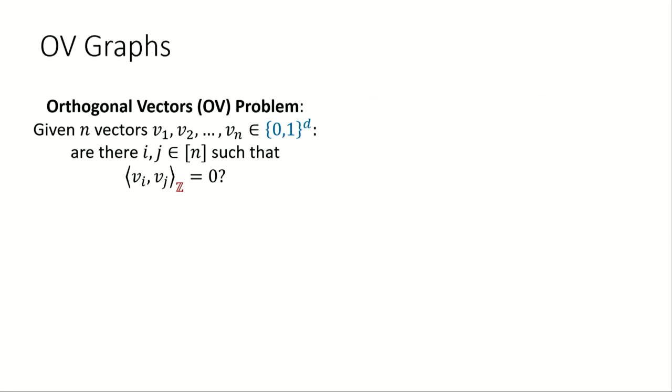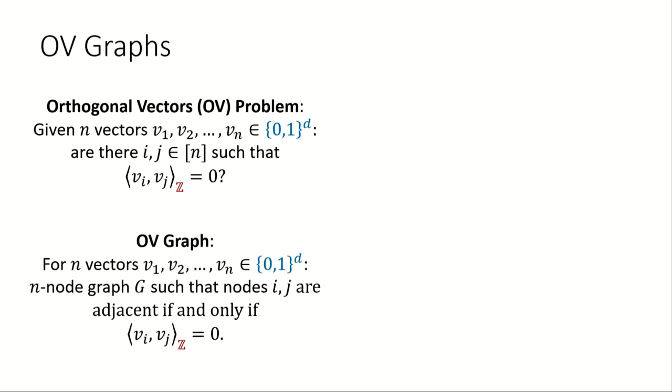So you're trying to figure out: is there a pair of vectors such that in each entry, at least one of them is 0 in that entry? This is the orthogonal vectors problem. And then an OV graph is a graph inspired by this problem. For n vectors that are 0,1 vectors, you can think of an n-node graph where the ith and jth nodes are adjacent if and only if the corresponding vectors are orthogonal.